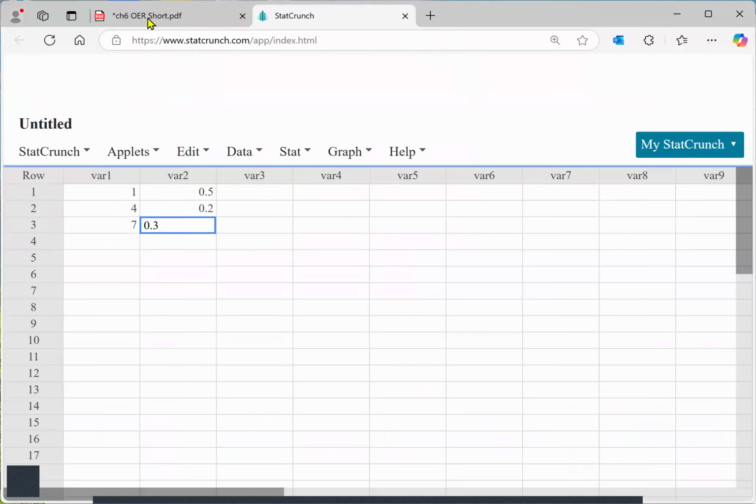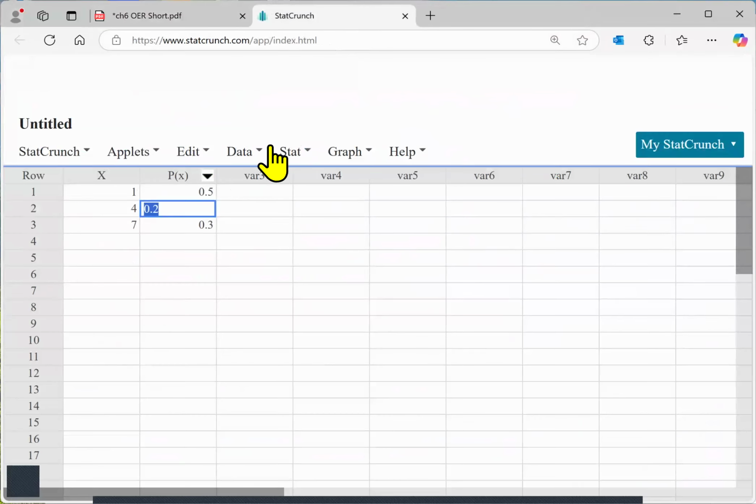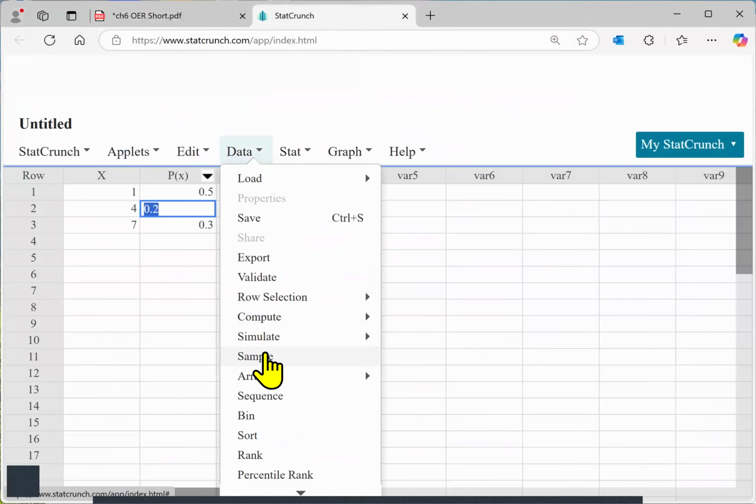All right, we're going to label this X, and we're going to label the other column P of X. So I basically just went ahead and typed in my distribution in StatCrunch. Then you're going to follow these instructions here. That's going to say data, simulate, custom. Select your values of X and the weights as the probabilities. Now, I can go ahead and change the rows. The rows says how many times are we going to pretend that you're doing this experiment. So I'm going to start with 10, and then I'm going to select column as 1.